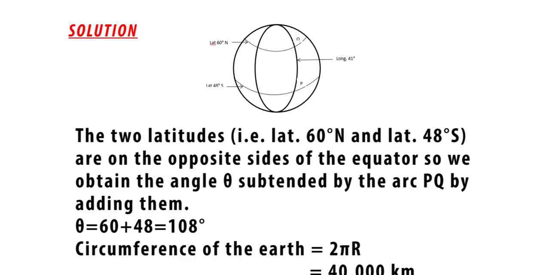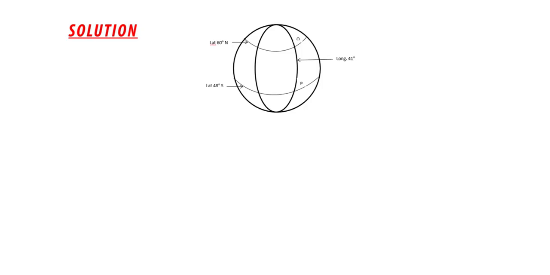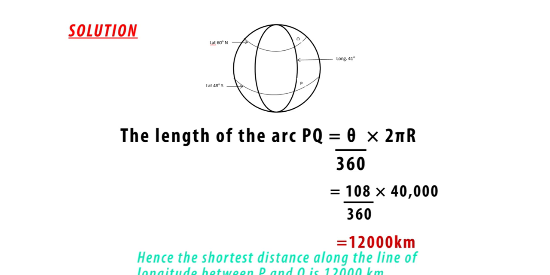We have been given the circumference of the earth to be 40,000, and we know the circumference of a circle is 2 pi r. Therefore, 2 pi r is equal to 40,000 kilometers. Now we are calculating the length of the arc PQ, which is the distance between the two. And that formula is theta divided by 360 multiplied by 2 pi r.